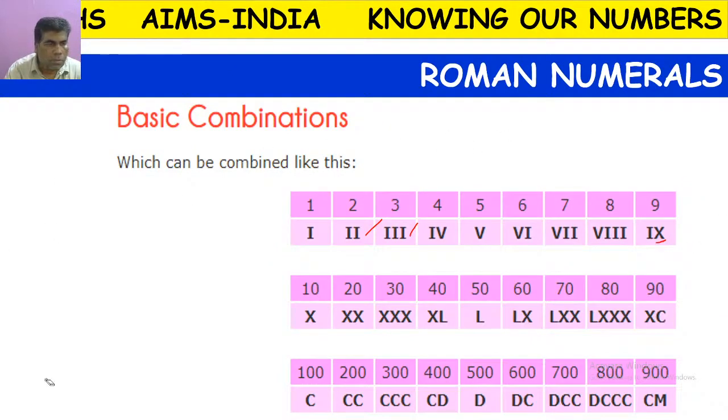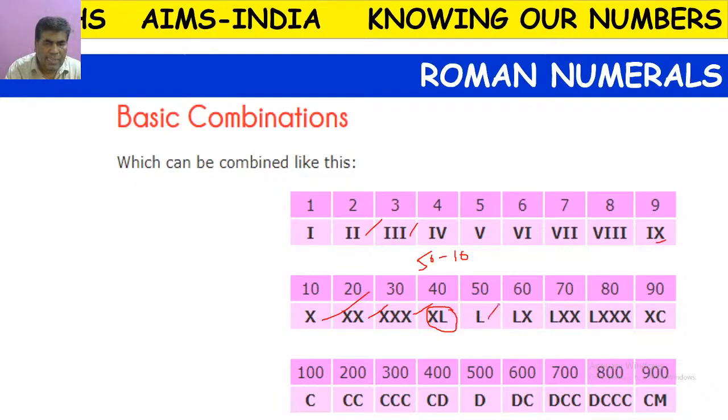Okay. Now, in the same way, 10, 20, 30, 40 means, what is 40? 50 minus 10. For 10, X is written here. For 50, L is written here. As subtraction is there, smaller number first, then bigger number.